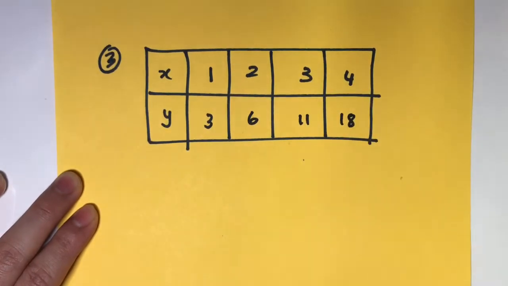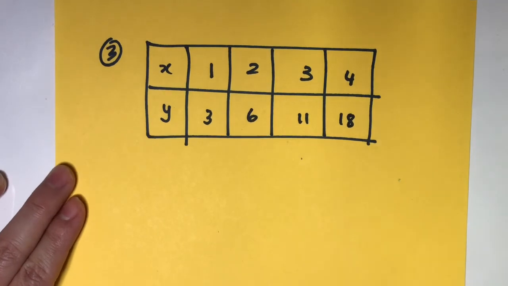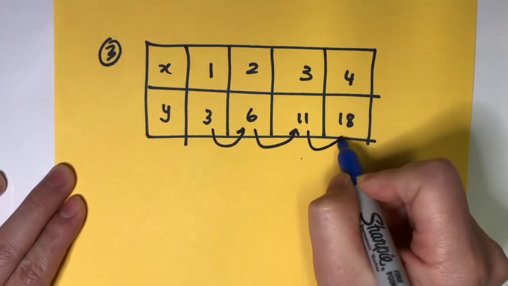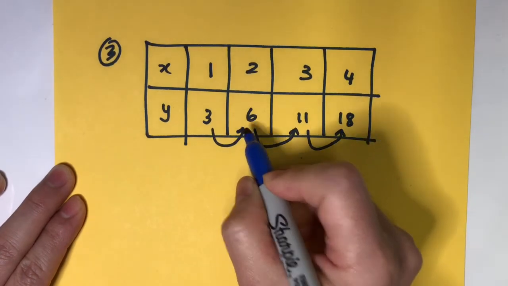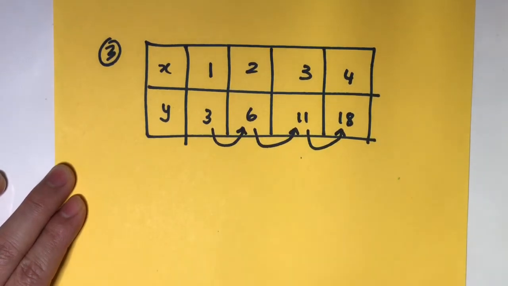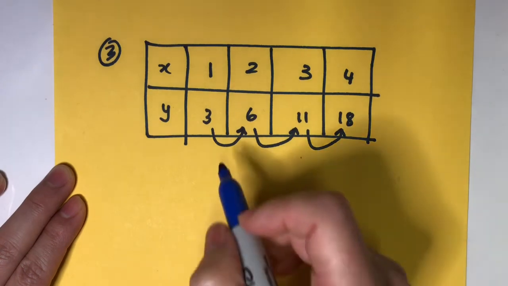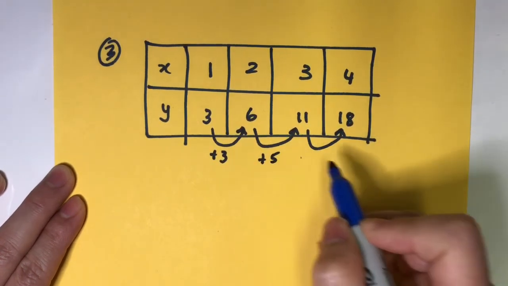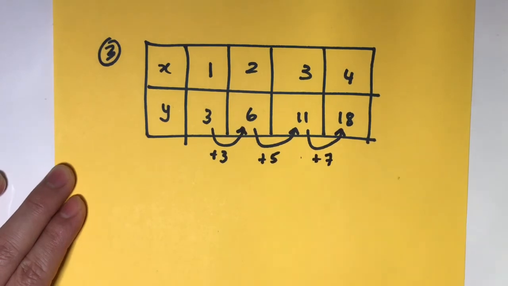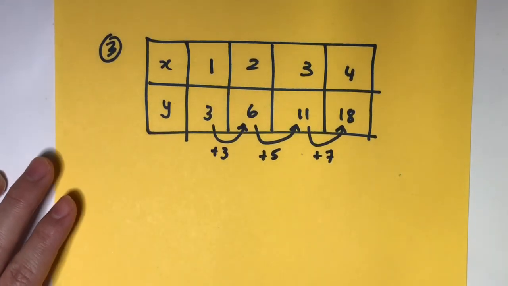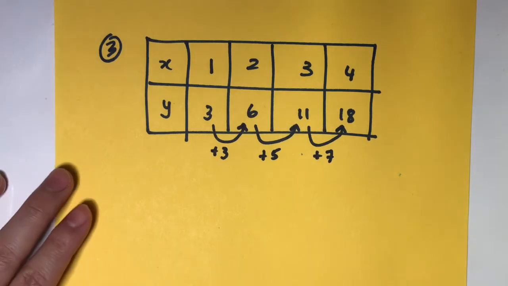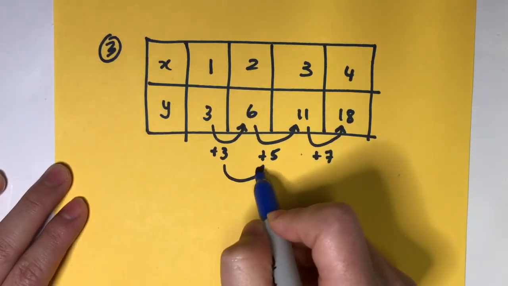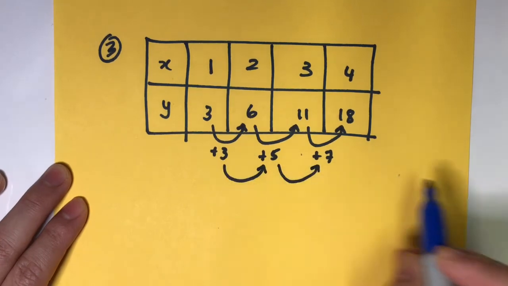Okay, here we go. That's interesting. So my first step is always finding a pattern. So that 3 to 6 is plus 3, 6 to 11 is plus 5. Whoa, what's happening here? I didn't like that. We can't have a pattern here, but I can see some pattern here. It's going up by odd numbers.